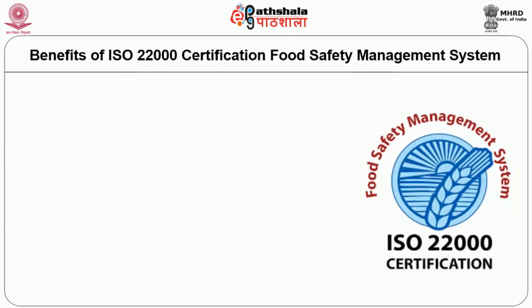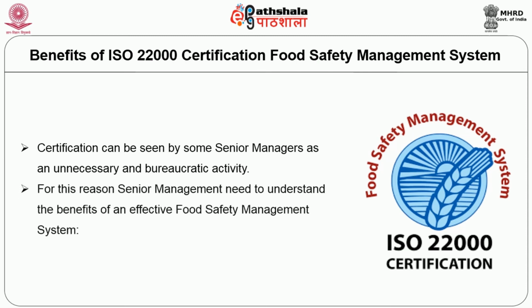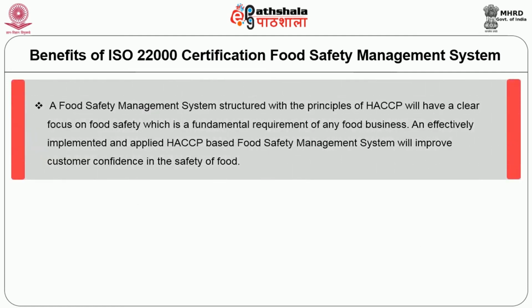Now let us see about the benefits of ISO 22000 certification of the food safety management system. Certification can be seen by some senior managers as an unnecessary and bureaucratic activity. For this reason, senior management need to understand the benefits of an effective food safety management system. A food safety management system structured with the principles of HACCP will have a clear focus on food safety, which is a fundamental requirement of any food business.